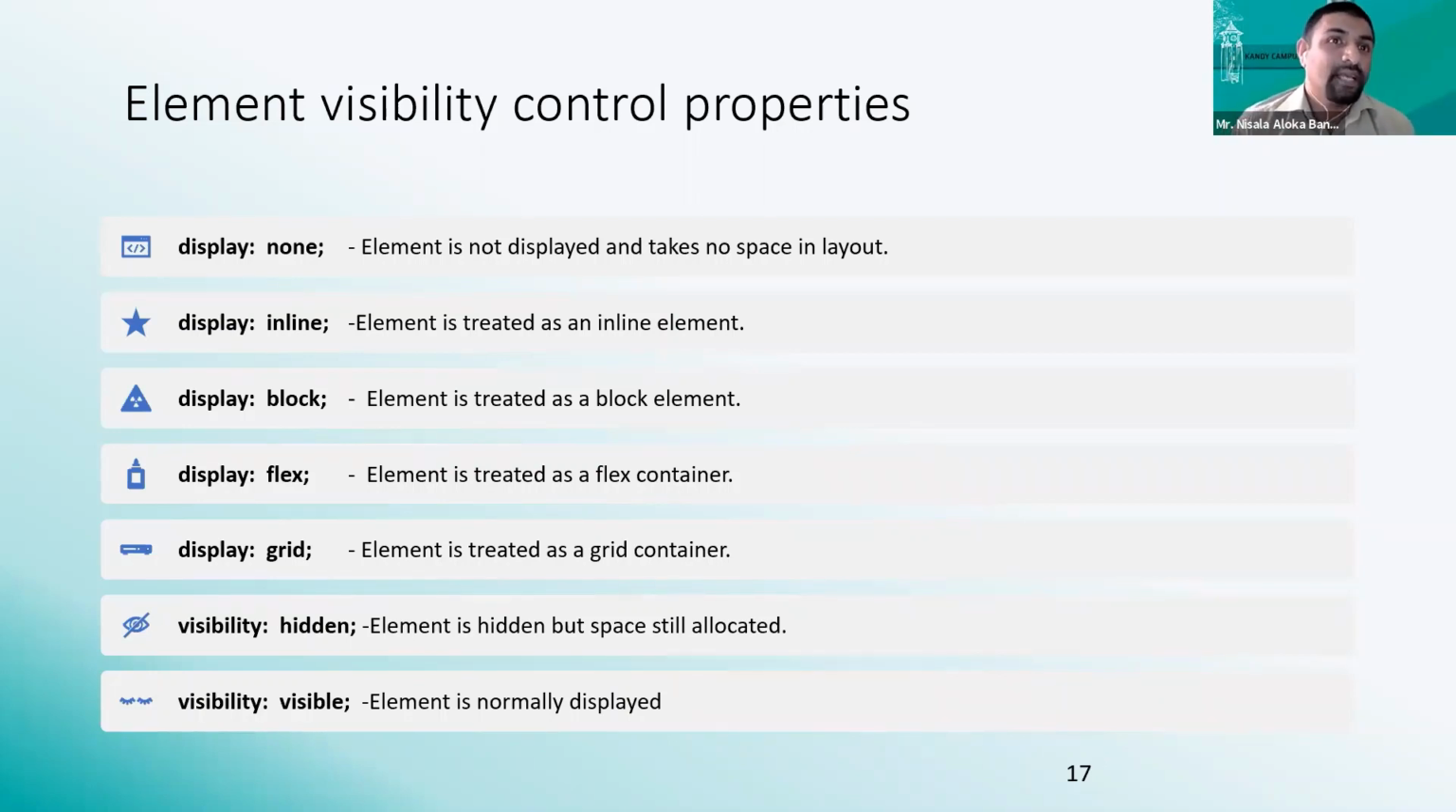And then visibility hidden will make it invisible for the final user. That means the space is allocated, but nothing will be visible, so you will be leaving a blank. But if you say display none, space will not be allocated either. So the item will be gone and the space also will be gone. But if you say visibility hidden, the item will take the space, but there won't be anything visible.